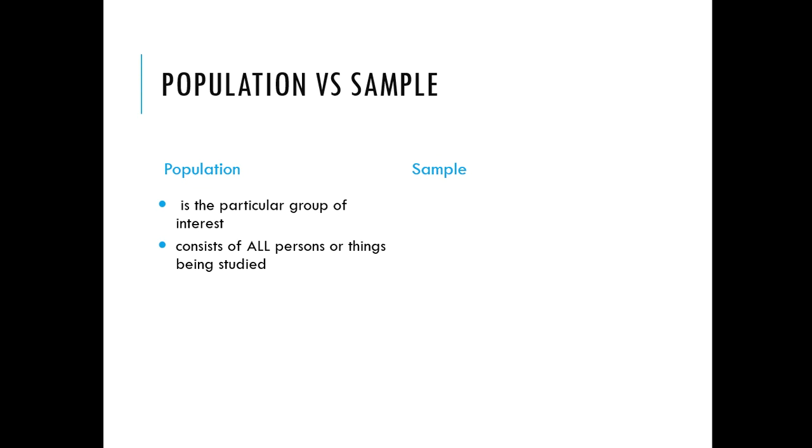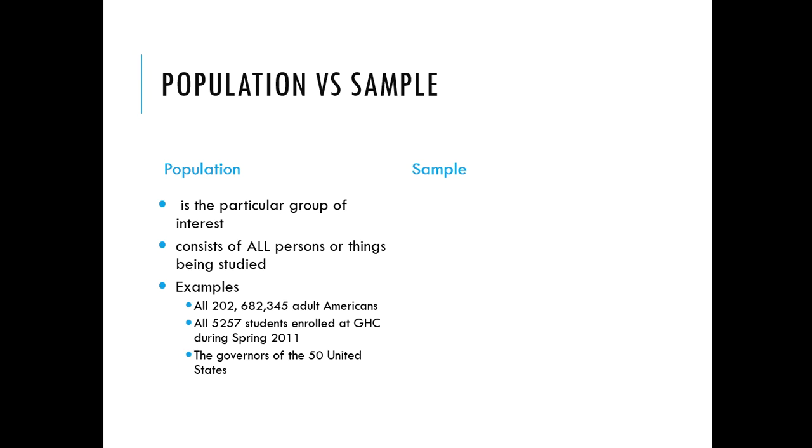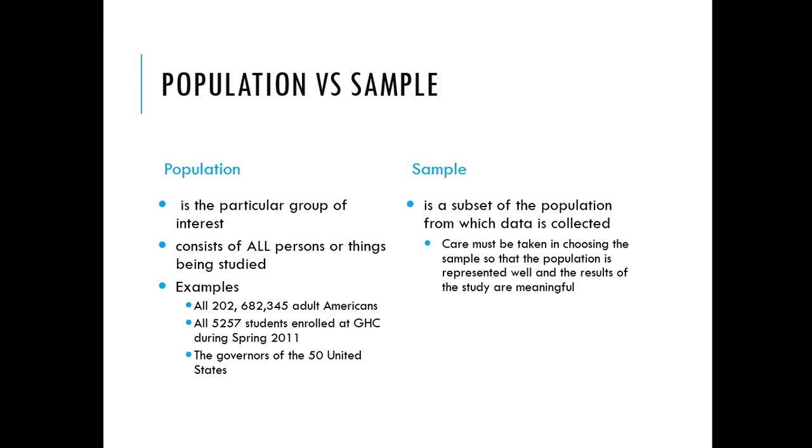It consists of all the persons or things being studied. And examples would be like all American adults, the 5,000 or so students enrolled at GHC during spring 2011, or the governors of the 50 United States. As you can see, some populations are easier to get information on than others. In the US, when we look at the census, we only have a 62 to 65% success rate of people who will actually answer the census.